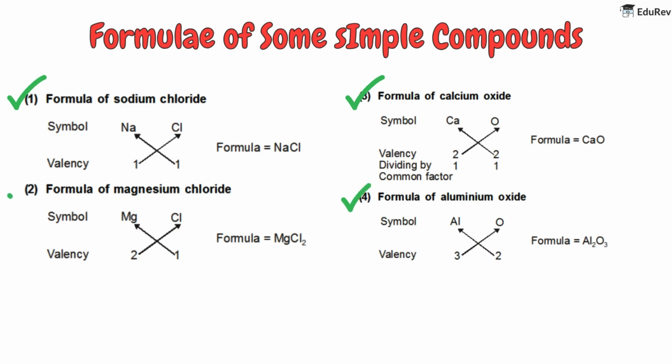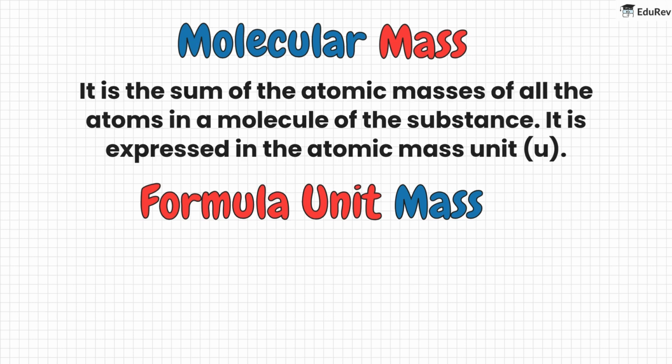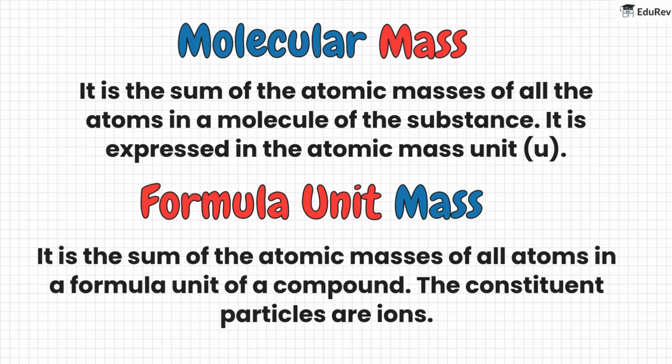Now, what is molecular mass and formula unit mass? Molecular mass is the sum of the atomic masses of all the atoms in a molecule of the substance. It is expressed in the atomic mass unit. Formula unit mass is the sum of the atomic masses of all atoms in a formula unit of a compound. The constituent particles are ions.